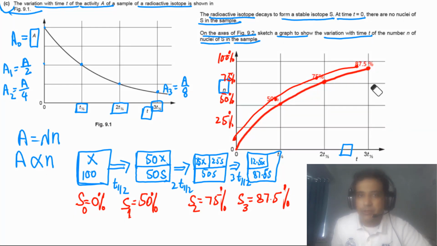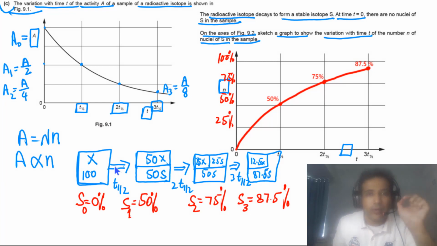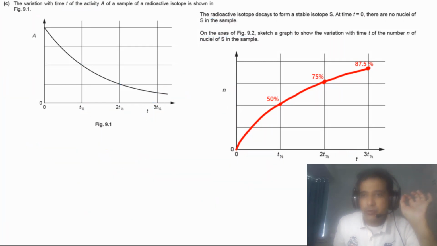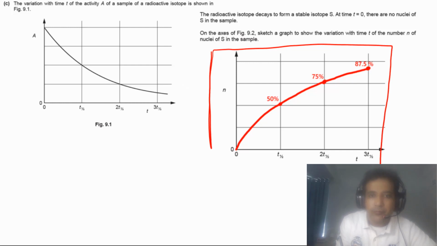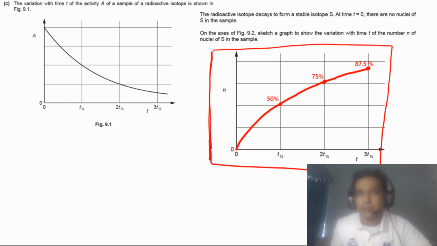So let me clean this part here with percentage, you can see. So this is how you need to sketch the graph. For the sake of this question, simply what you need to do is sketch this graph. Rest of the things are for your understanding. Why do we sketch like this? I hope this one is clear to you.